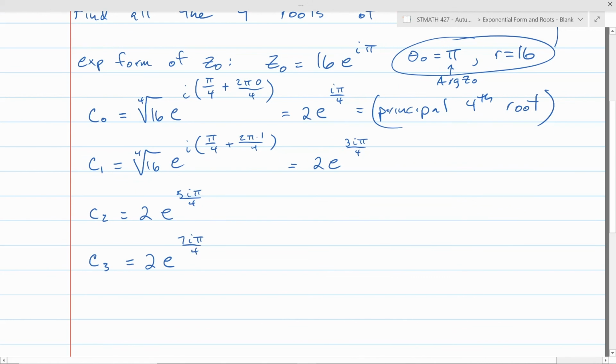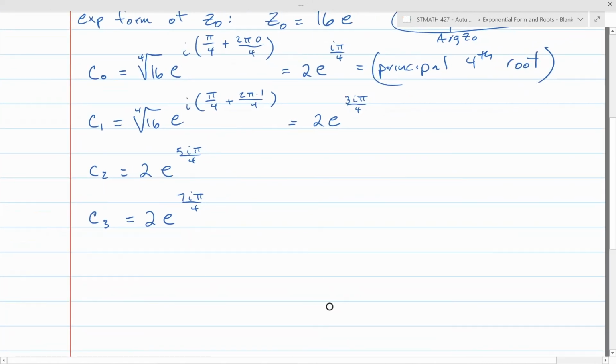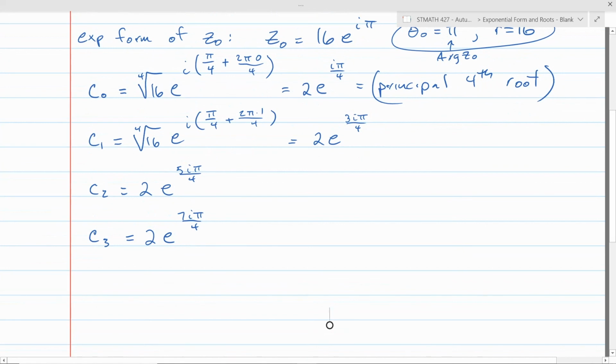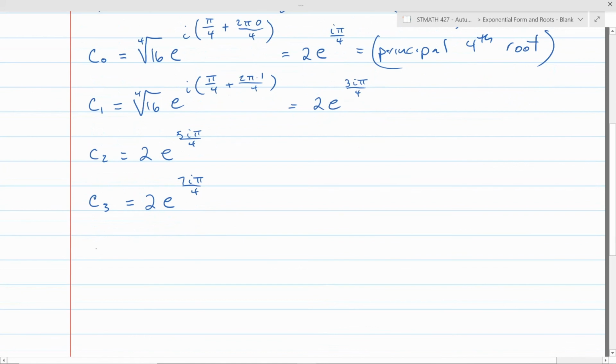So you could keep going with this. Remember I told you that you get the unique ones by using the values from 0 to n minus 1. But if you kept going, let's say I did c4, it's really going to end up being the same thing as c0, because c4 would be 2e to the 9i pi over 4. But that's the same as 2e to the i pi over 4, because 9 pi over 4 is pi over 4 plus 2 pi, right? So there's no need to keep going. You've now found them all.